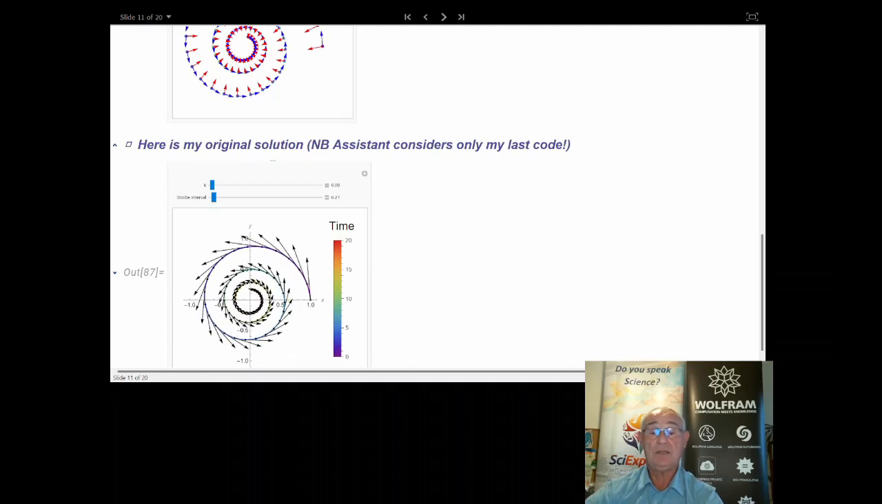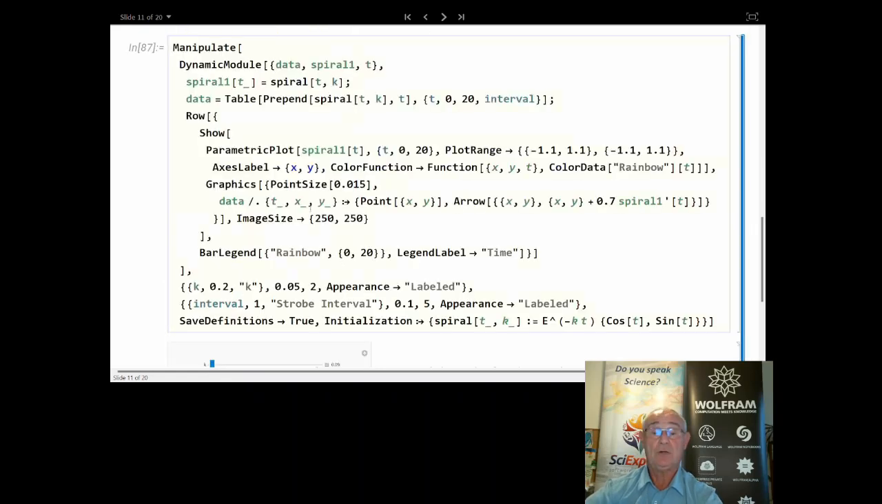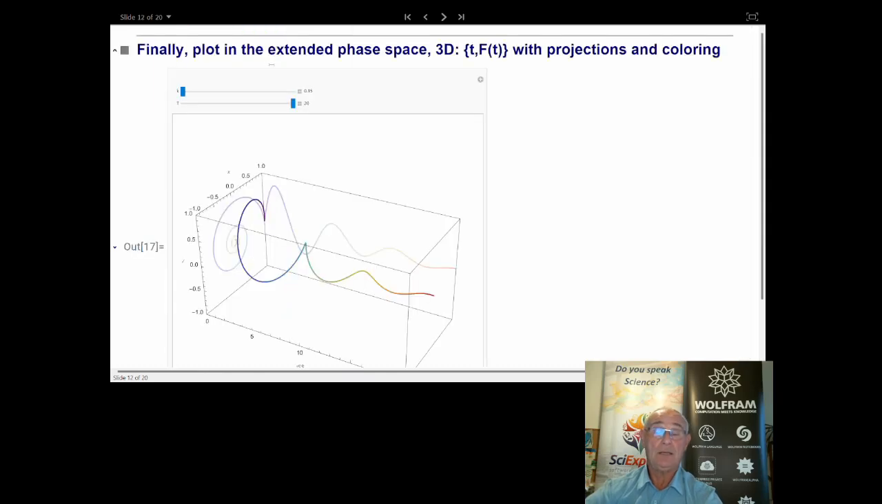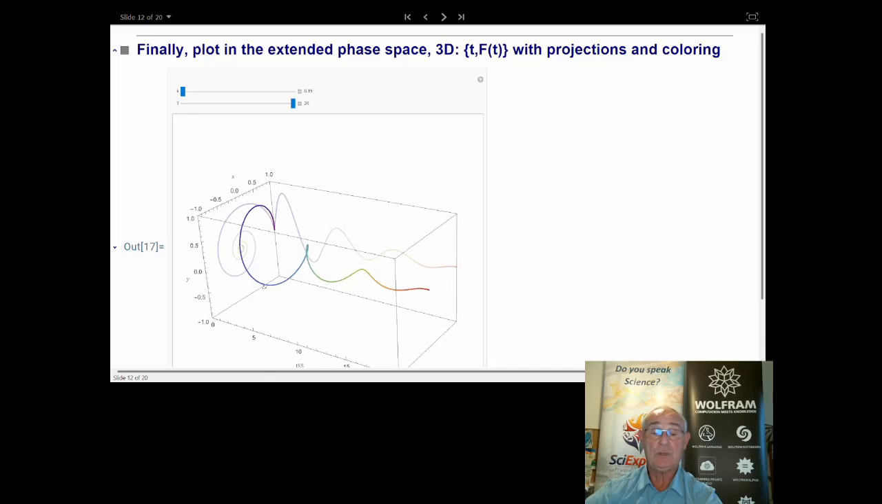Look at this, a very easy and very nice application. You can see the input code of this statement. If you need, I can send it to you. Finally, Notebook Assistant could also help, but I did it by myself some time ago. The curve in the extended phase space is plotted, and some projections are also plotted on the wall of the bounding box here, so you can see. It's also a useful figure in modeling the trajectories of differential equations anyway.